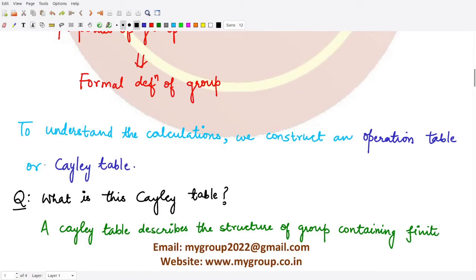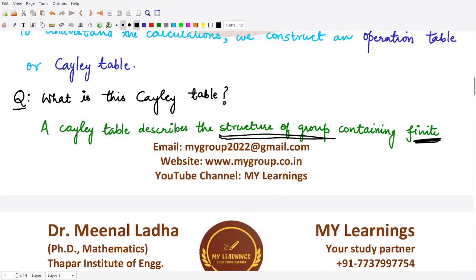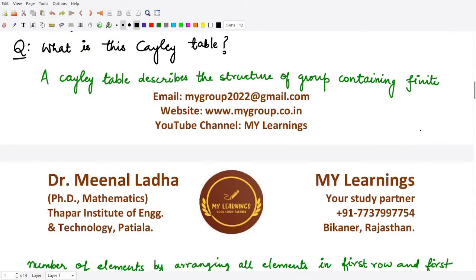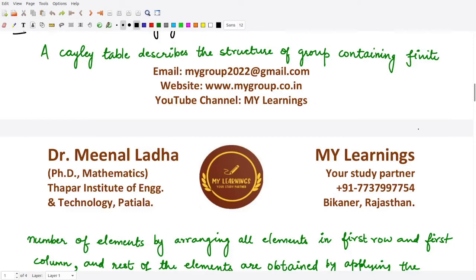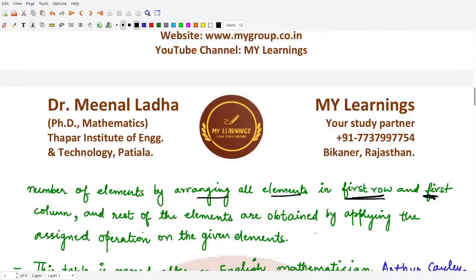So now you must be thinking, what is this Cayley table and how may we define it? Let's understand what this Cayley table is. This table describes the structure of a group. How? Because it contains all the calculations, right? And this is only defined whenever we have a finite number of elements present in the group. And what this table does is arrange all the elements first of all in the first row and in the first column, and the rest of the entries are obtained by applying the assigned operation, which in our case is function composition, on the given elements.